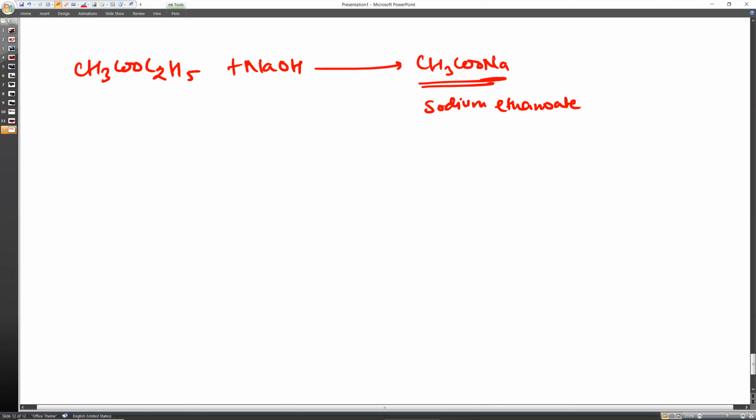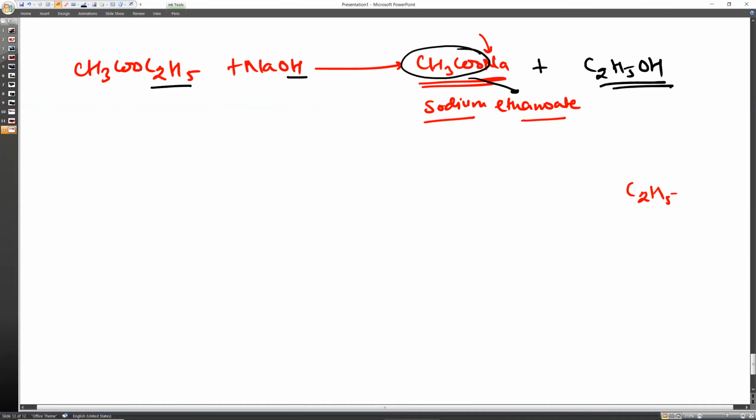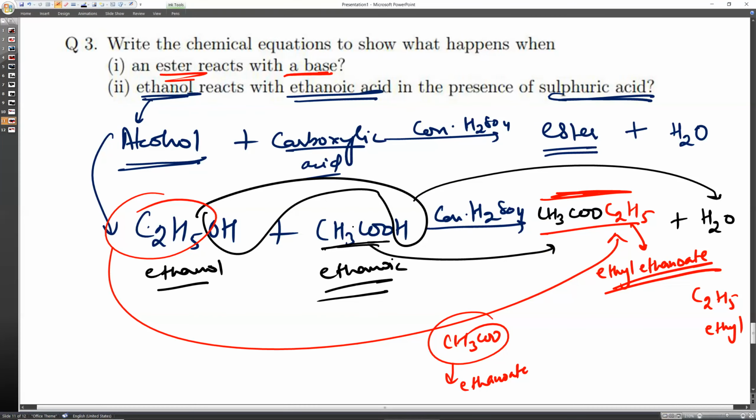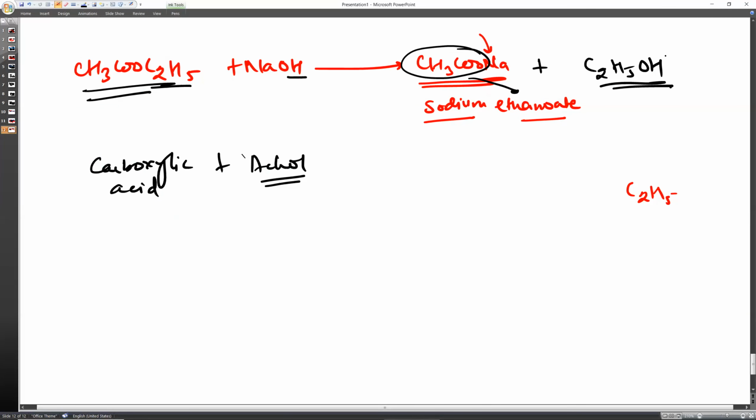Why sodium ethanoate? Because this time it is not C2H5, whose name is ethyl. If it were C2H5, you would write ethyl ethanoate. But it is sodium here, so write sodium ethanoate, because this group's name is ethanoate. And then the respective alcohol, C2H5OH. What do we mean by respective alcohol? Whenever an ester is formed, it is formed when a carboxylic acid reacts with an alcohol. Whichever alcohol was used to prepare this ester, we get that alcohol back. Here we used ethanol, the two carbon alcohol. So if this same ester is treated with NaOH, you will get the same two carbon alcohol, that is ethanol. Got it?